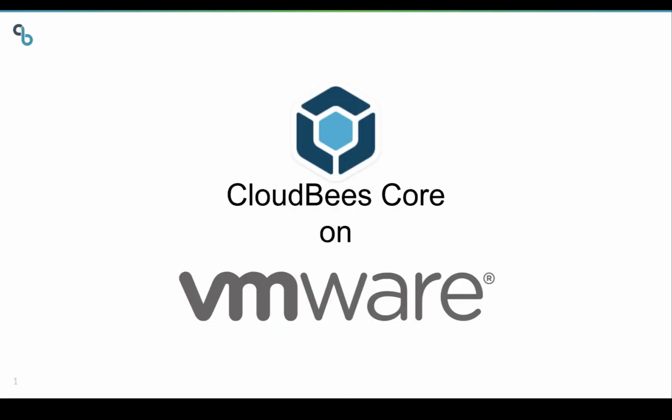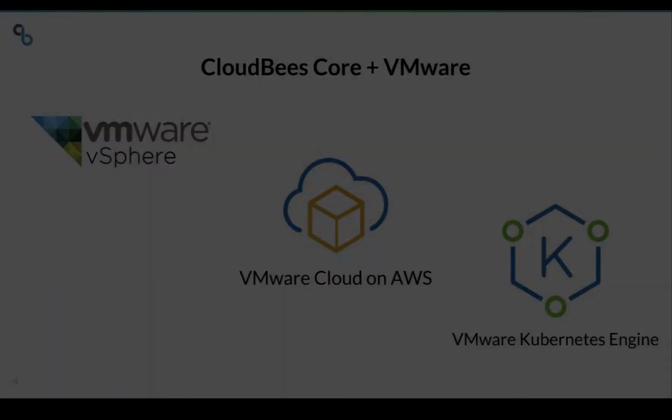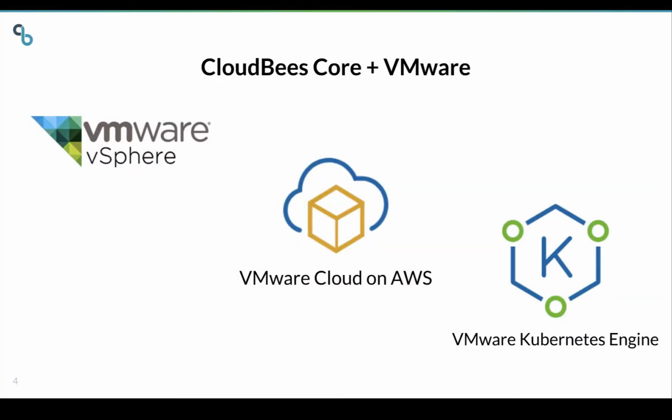Today I'm going to talk to you about CloudBees Core on VMware platforms. CloudBees Core runs on and supports running Jenkins agent workloads on vSphere, VMware Cloud on AWS, and VMware Kubernetes Engine. But what is really important is how we leverage these platforms to support your on-prem, cloud migration, or hybrid cloud strategy for continuous integration and delivery.